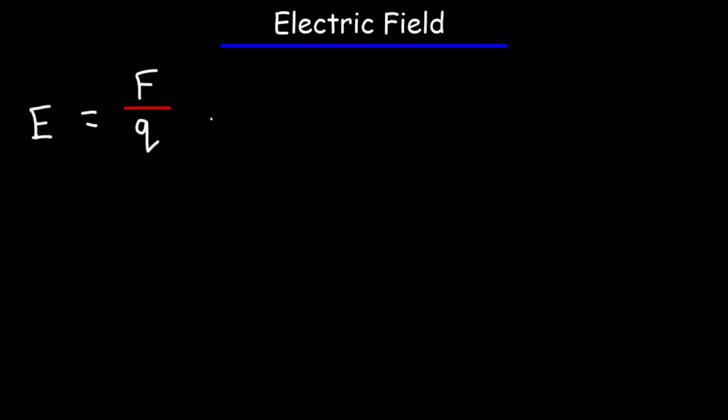The force is measured in newtons. The charge Q is measured in coulombs. So electric field has the units newtons per coulomb. Now the electric field is a vector, much like force is a vector. But the good thing about the electric field is it tells you how the electric force is going to be acting on a positive or negative charge.